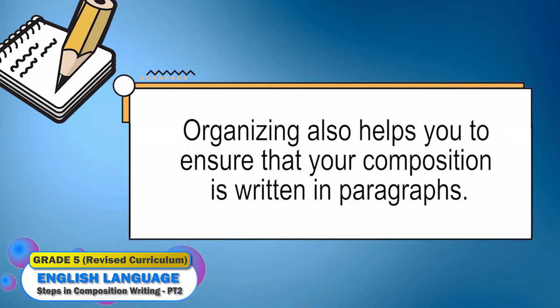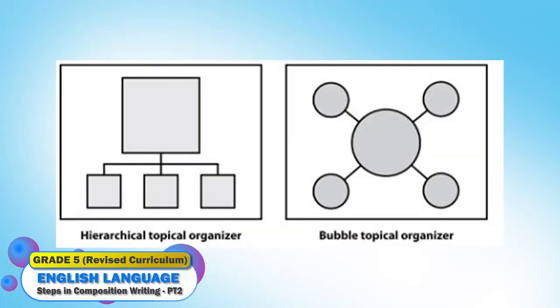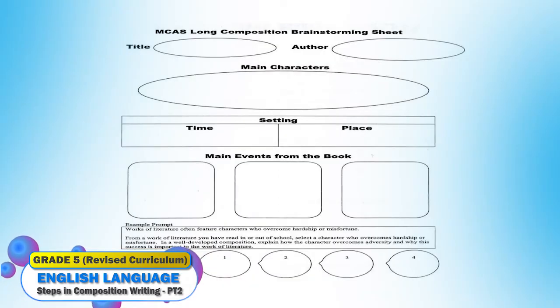Now, organizing also helps us to ensure that the composition is written in paragraphs. When organizing, a number of things can be done. As I said before, you can use what is called a graphic organizer or even a table to help you list or arrange your ideas so that you have them in each section of your composition. In our previous lesson, if you remember, I did show some examples of idea webs or graphic organizers you can use.